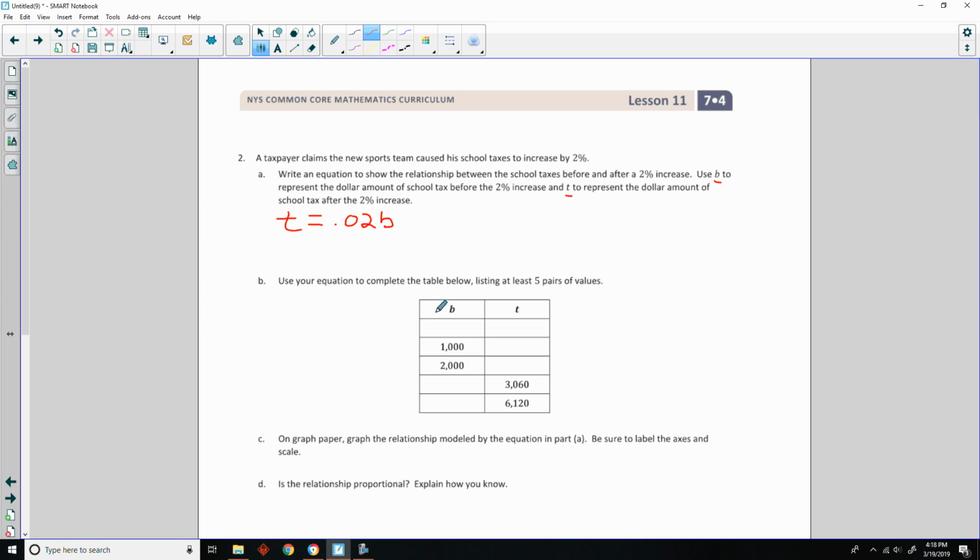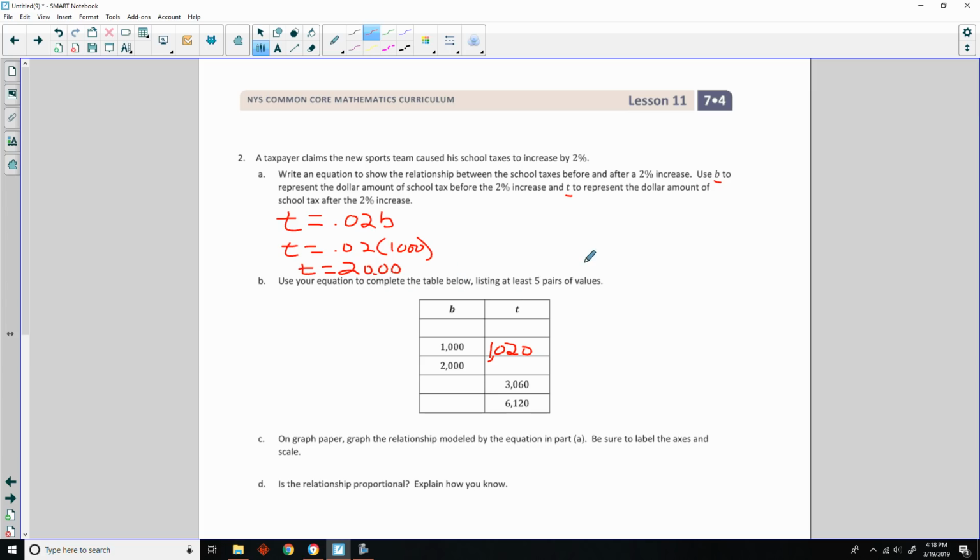Okay, so if I did a table as down below, B and T, they started it for us, 1,000, 2,000. If B is 1,000, then I substitute this in, so T would equal 0.02 times 1,000. So T would equal, move the decimal 2 places. So I multiply 2 times 1,000 is 2,000, but I move the decimal 2 places to here, and $1,000 would be $20 in taxes. 1,020 with the tax.